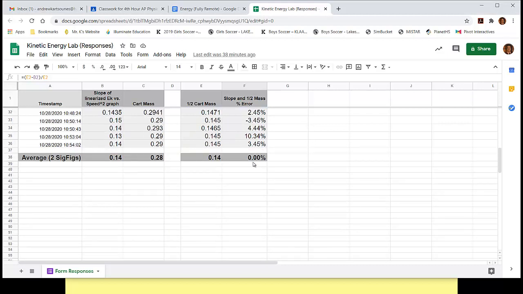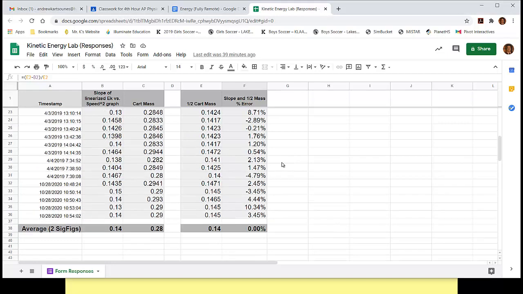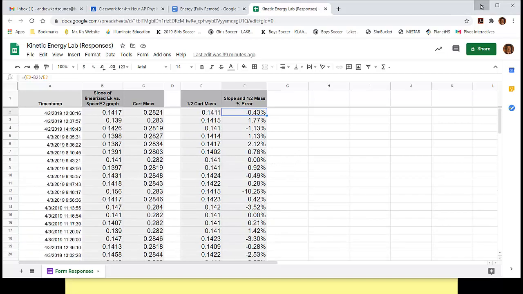And one of the cool things and why we do this lab multiple times in multiple groups over multiple classes and average them all together, because look what happened. Half our cart mass and our slope, at least to 2 sig figs, ended up being exactly the same thing. So on average, over the course of these periods, we ended up with 0% error, which should be pretty convincing, that your slope was supposed to be half your cart mass. You with me? Well, some of you did have some error.